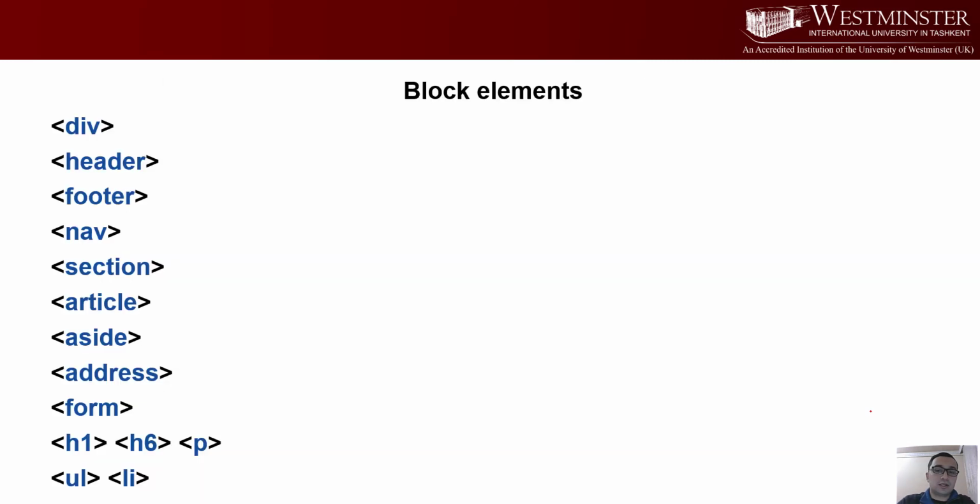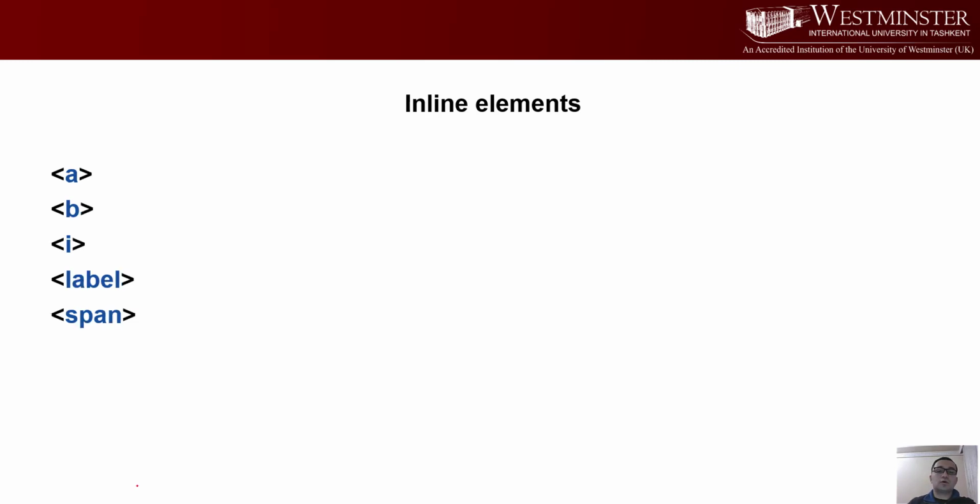What are block elements? Examples are given here. Div, header, footer, nav, section, article, aside, address, form, h1 to h6, paragraph, ul, and li items are block level elements. What are inline elements? Anchor, bold, italic, label, and span elements are inline elements.